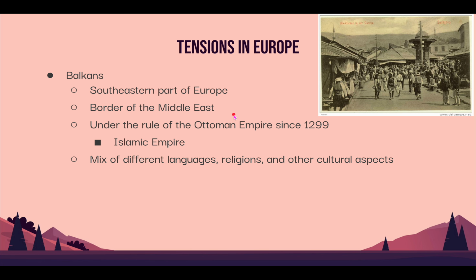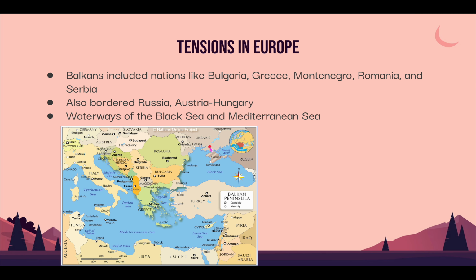So the Balkans, they're the southeastern part of Europe. They're also the border of the Middle East. It is under the rule of the Ottoman Empire since 1299, which I said was an Islamic empire. It was a mix of different languages, religions, and other cultural aspects. The Balkans included nations such as Bulgaria, Greece, Montenegro, Romania, and Serbia, but it also borders with Russia, Austria-Hungary, and it has some important waterways such as the Black Sea and the Mediterranean Sea.